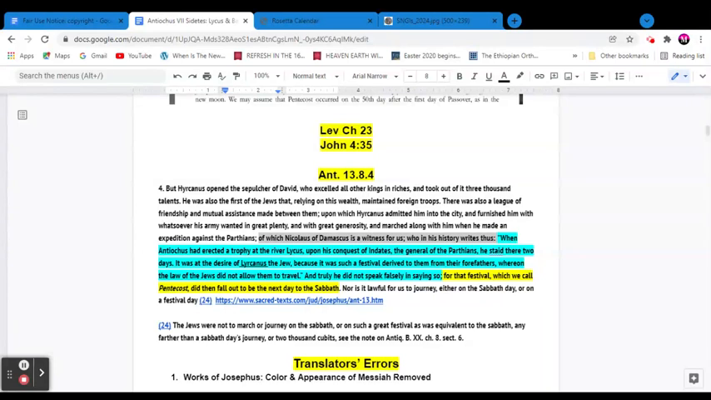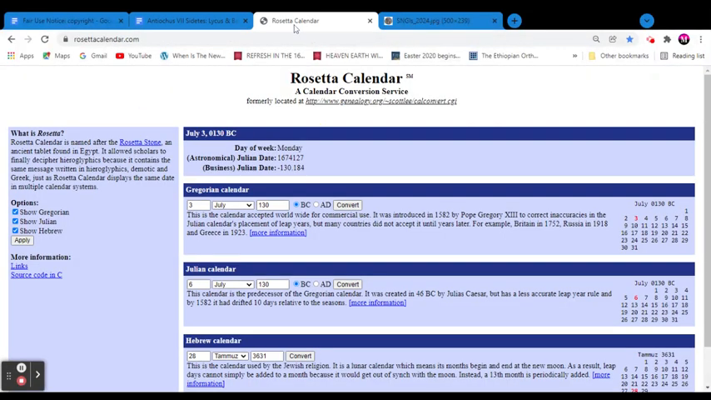And the day before that had to be July the 2nd. So that'd be the 4th month, the 27th day. I'll convert that right quick. Which would be July the 2nd, 130 BC. That falls on a Sunday. It fell on a Sunday.